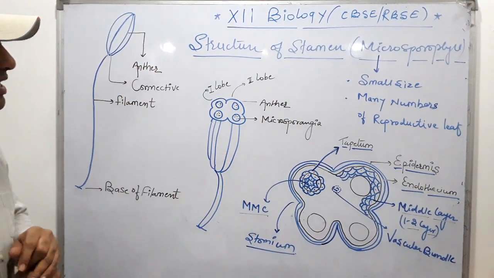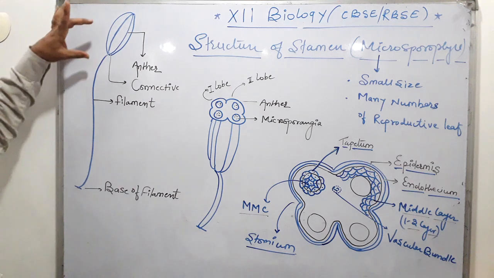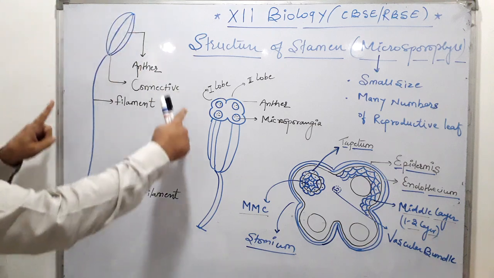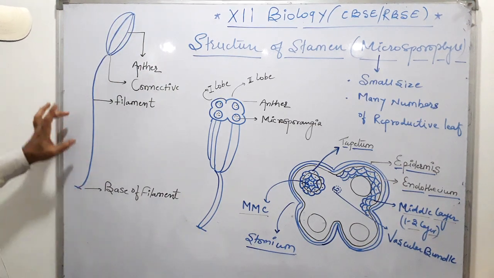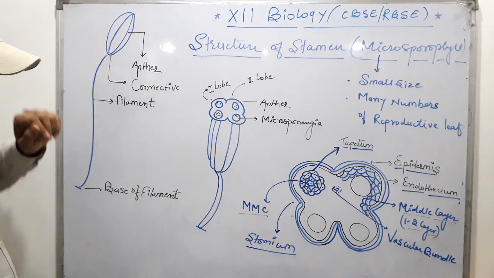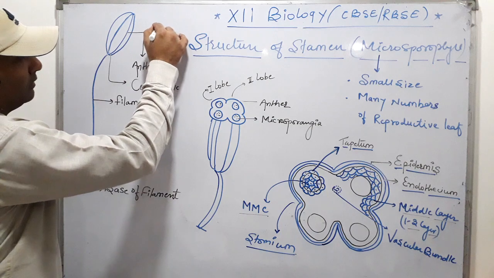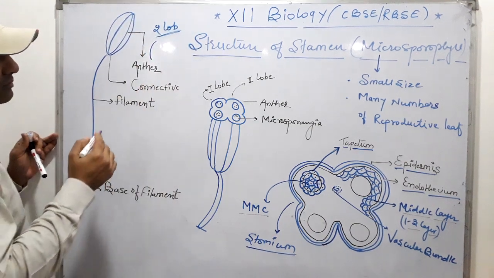So first we start. As we know, there is the filament and the upper part is called the anther, and the complete structure is called the stamen. So this complete structure is the stamen, and the upper broader part is called the anther. The anther consists of two lobes. Clear?